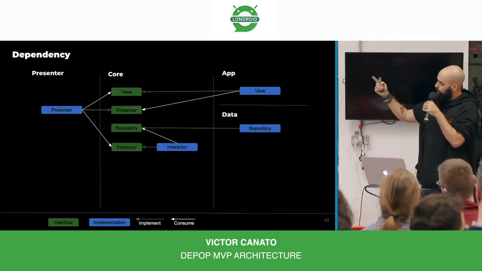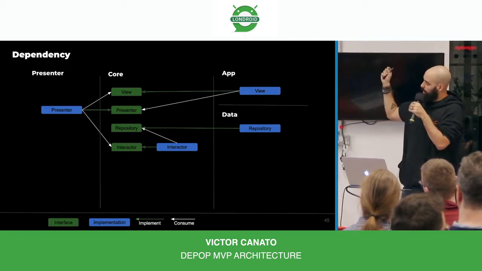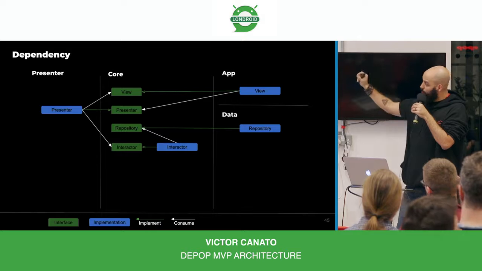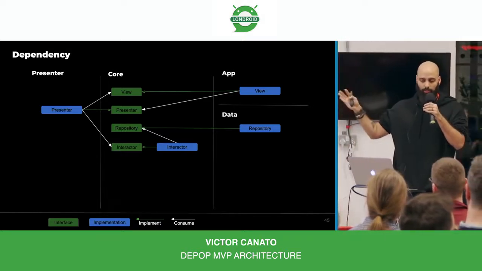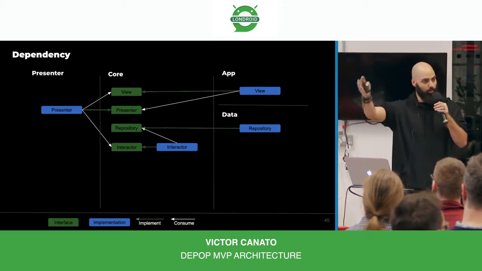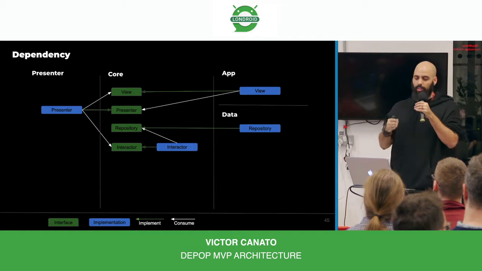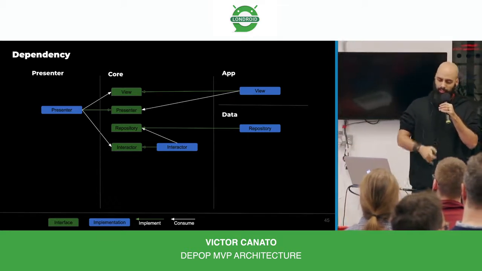So the green arrow that is empty is when you implement, and the white arrow that is full is when you consume. Here you can easily see that the view is consuming the presenter to have a communication directly with the view and with the interactor. The interactor has a communication directly with the repository and a response to the presenter.